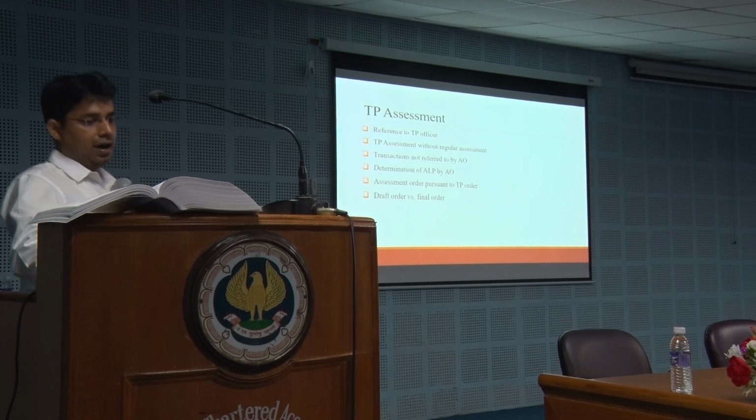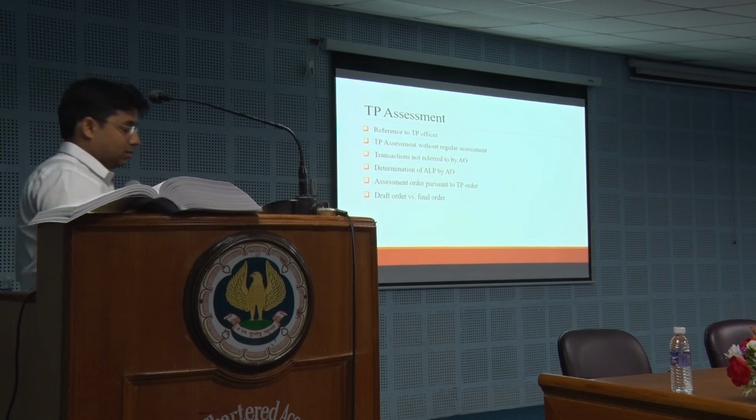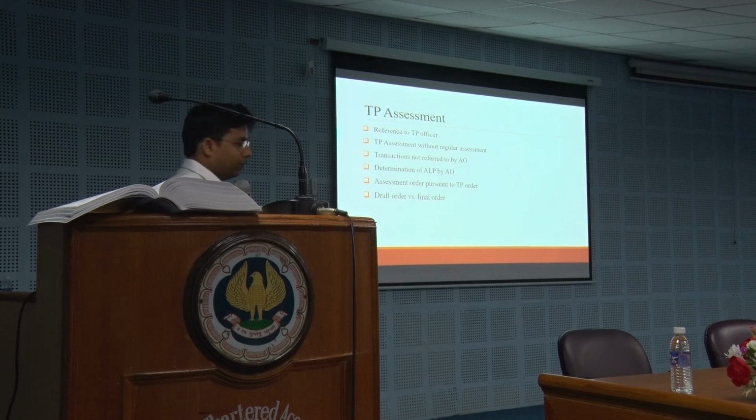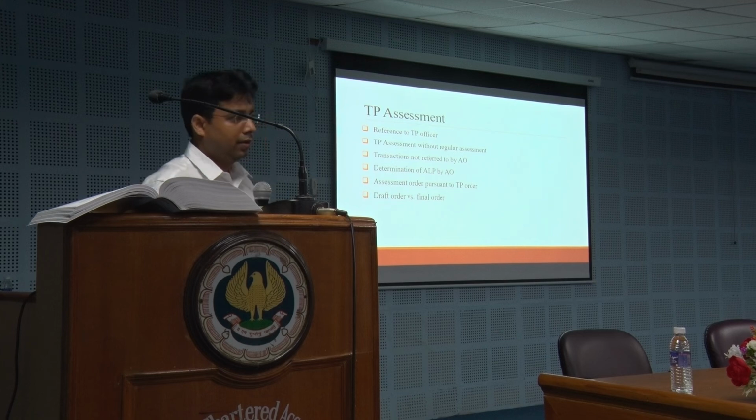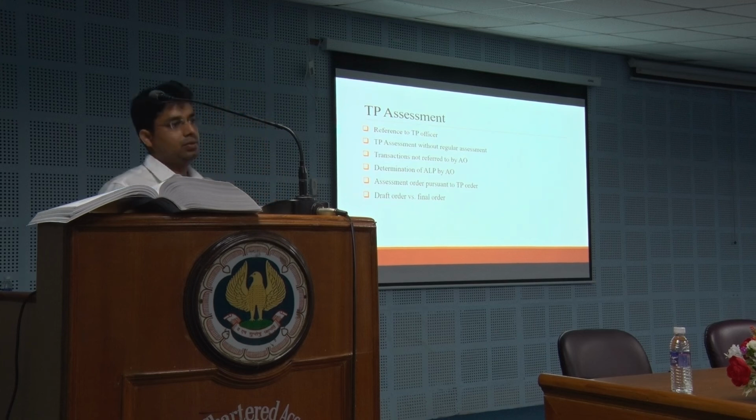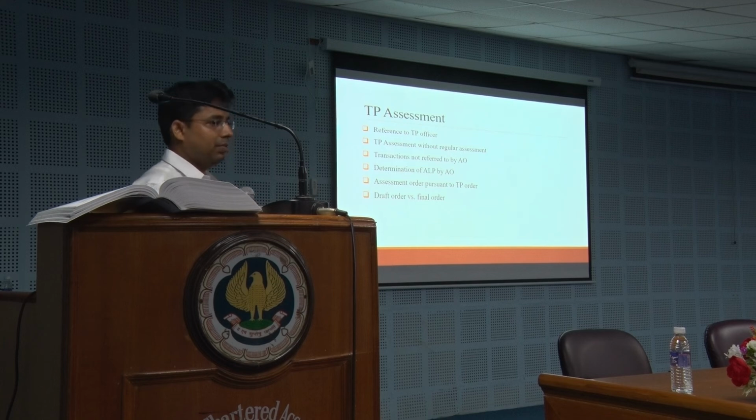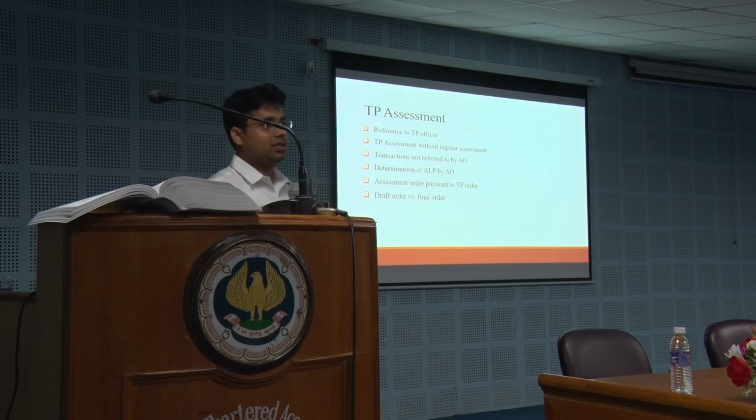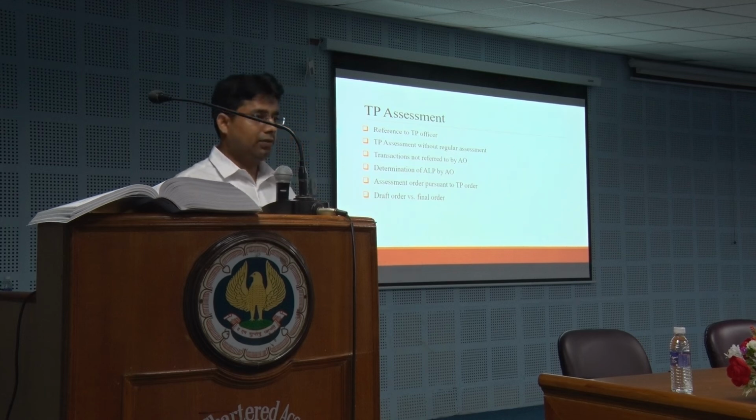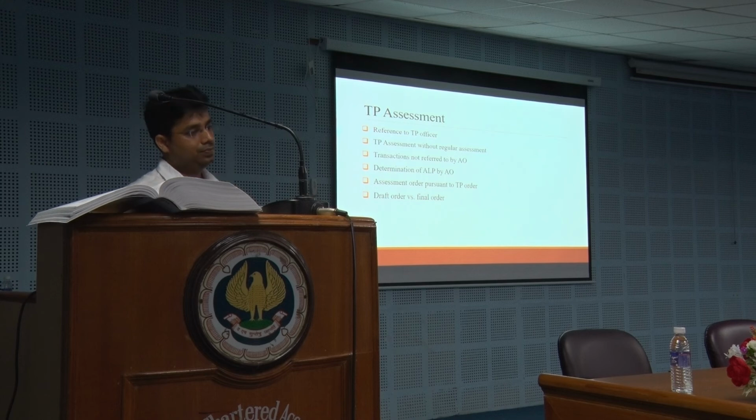So the last point is draft order versus final order. What do we consider as a draft order and what is the difference between the two? If I have to put it simply, an order with a 156 notice of tax demand, whether the demand is zero, a positive amount, a negative amount or a refund, becomes a final order. What if a draft order is passed with a 156 notice, will it be considered a draft order or a final order?